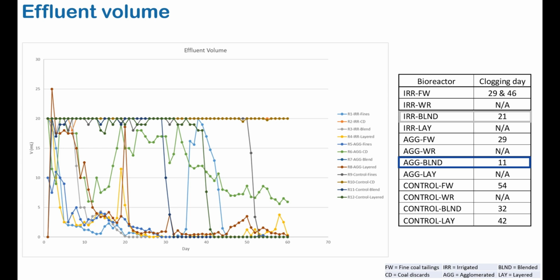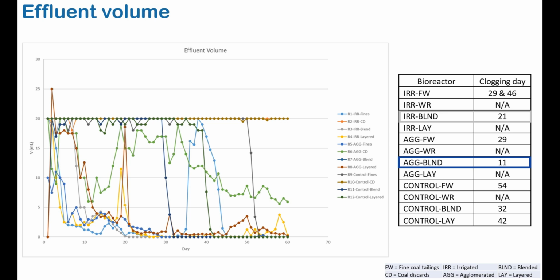This may be due to the just fit phenomenon when 3:2 coal discard to fine waste is used in a blended co-disposal system, which may provide the limited pore space required for bridge-forming MICP to occur and ultimately lead to efficient clogging of these systems. The agglomerated blended bioreactor clogged after just 11 days, and the irrigated blended clogged on day 21, which indicates that the inoculation method has a significant effect on MICP in the blended system.